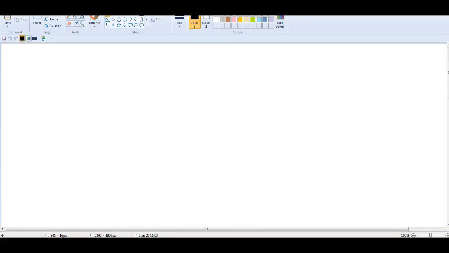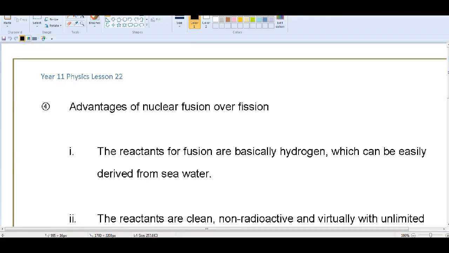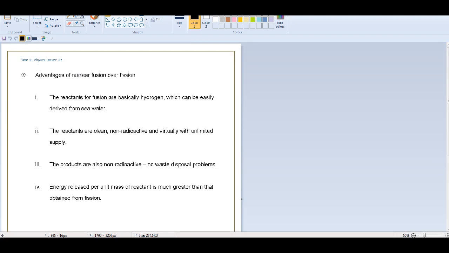Also, there are obvious advantages of using fusion over fission, but the problem is there is a technological barrier: we currently haven't succeeded in using fusion to replace our fission power plants. So that's just for your extra reading. Hopefully, it will help your assignment.